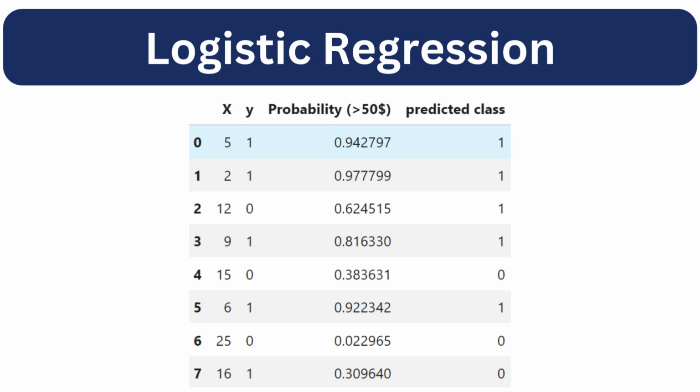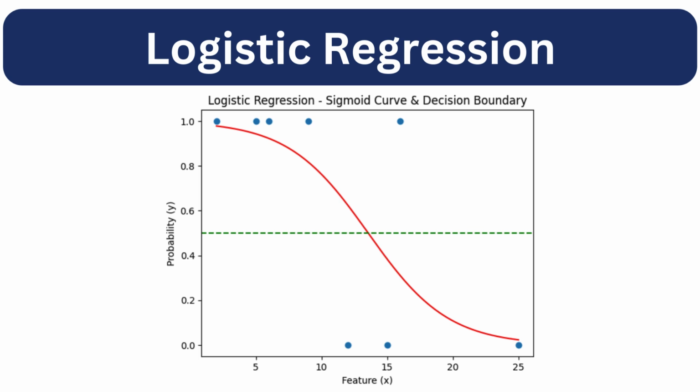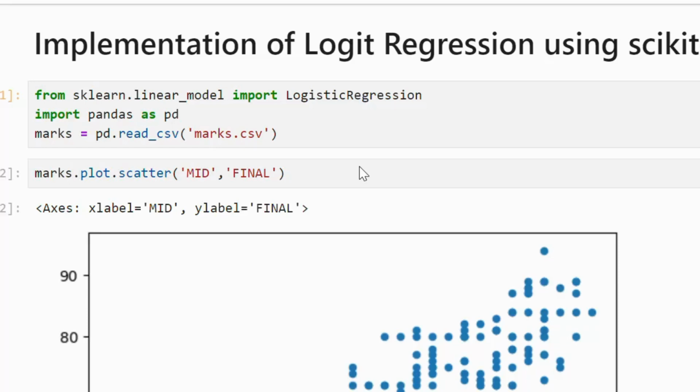So here are the probabilities and the predicted class after applying logistic regression. If the probability is greater than 0.5, we classify it as positive class or 1, and if it is below 0.5, we classify it negative class or 0. This plot shows the sigmoid curve of a logistic regression model mapping input feature values to probabilities between 0 and 1.